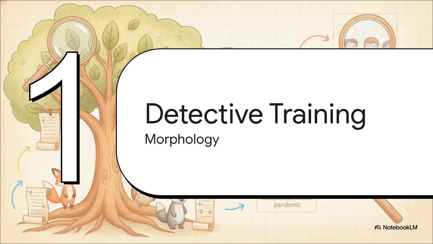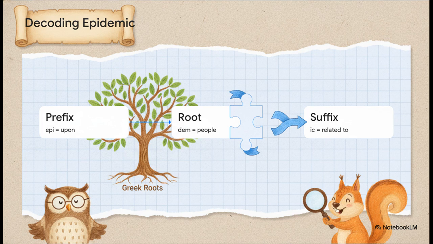Moving on to Section 2, Word Detective Training: Morphology. That sounds super academic, right? But it's really just the study of how words are formed. Let's actually rip a word apart like puzzle pieces to see how this works. Take epidemic. Step 1, find the prefix, epi, meaning upon. Step 2, spot our root, dem, meaning people. And step 3, add the suffix, ic, meaning related to. Snap them all together, and epidemic literally translates to something that comes upon the people. See? Suddenly, tricky medical terms like epidemic or endemic become a perfectly logical story.